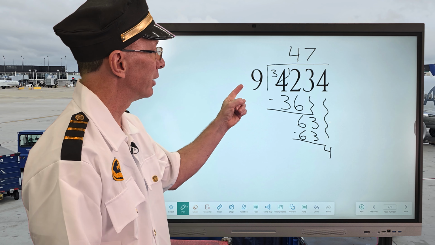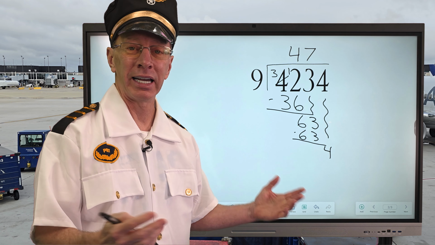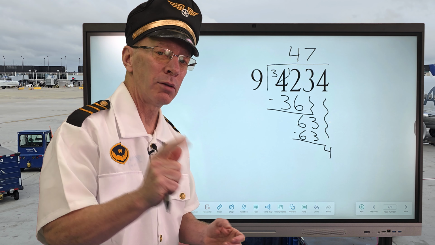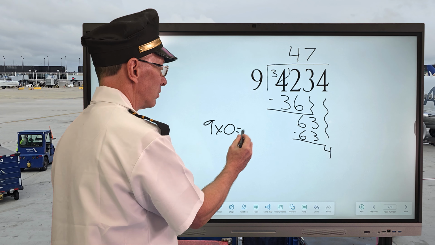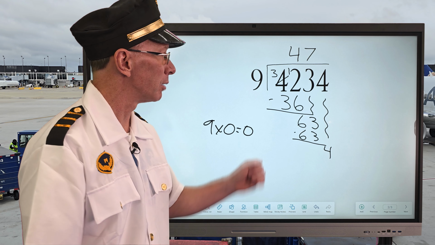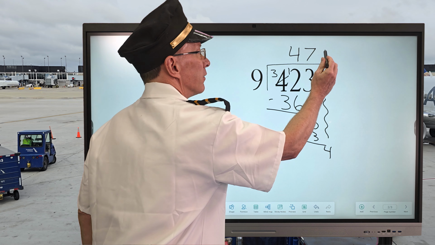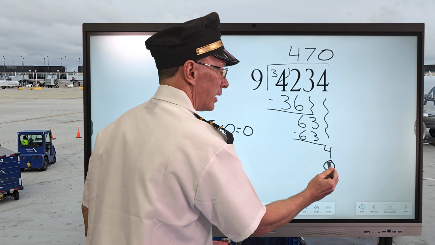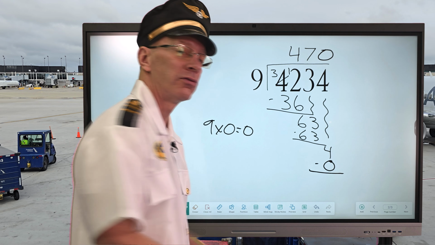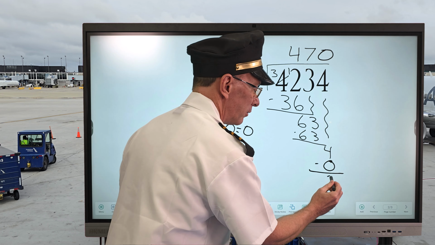How many times can I put 9 into 4? Well, 9 times 1 is 9. But what about 9 times 0? 9 times 0 equals 0. And that would be what I'm going to use. So I'm going to put the 0 right here. All right, so then 0 times 9 would be 0. And then I subtract. So 4 minus 0 would be 4.